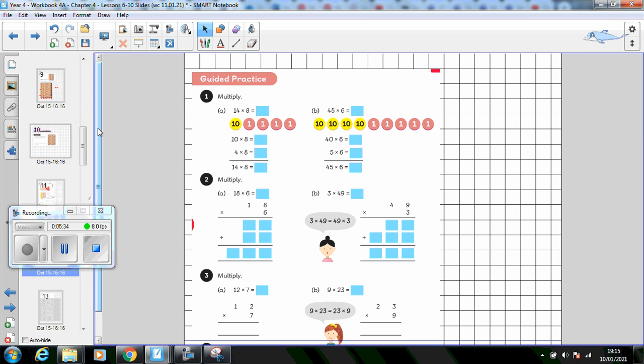Okay, ready for our guided practice? I'd like you to make sure that you talk to somebody about this one. Maybe you could explain the in focus and the let's learn to them and then work on this together.